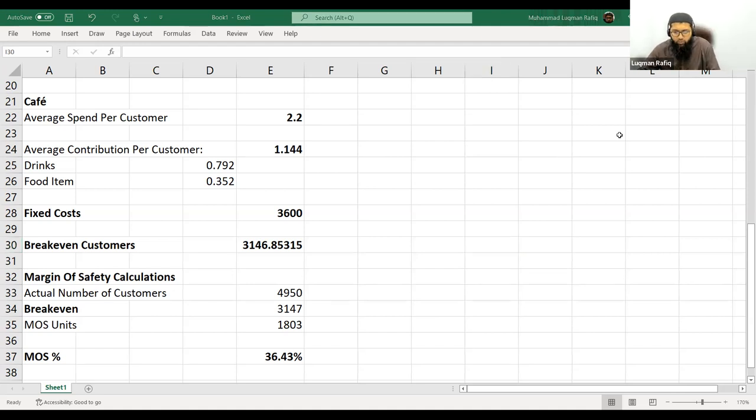Okay, why did I multiply 2.2 into 60%? Because I'm being told that an average customer has spent $2.2, of which 60% is basically on drinks. And for each drink that we sell, we earn a profit of 60%. Similarly, the remaining spend is on food items, and for every food item that we sell, we get a profit of 40%. So that's why it's going to be like this. Hence, the total is going to be the sum of these. Do you get it now?